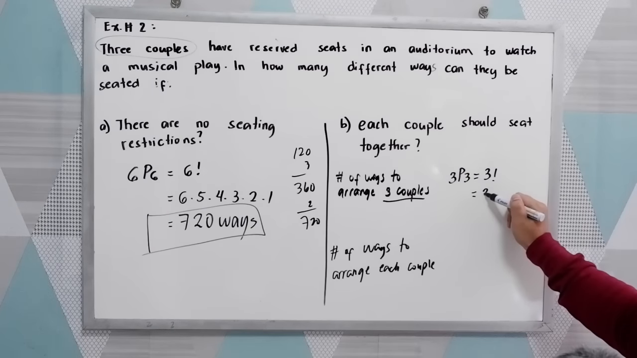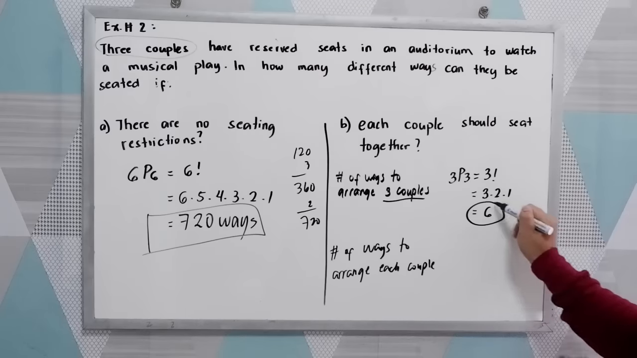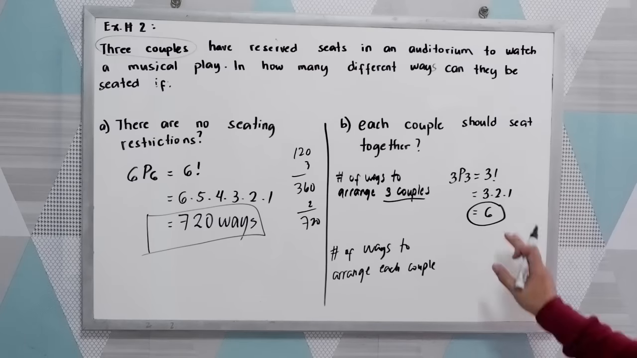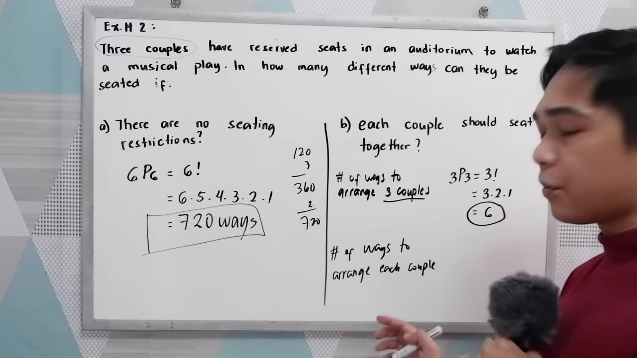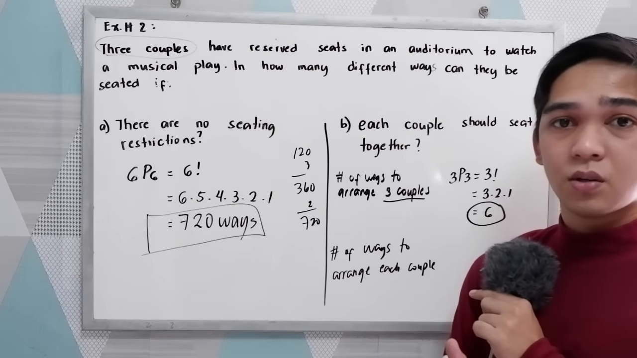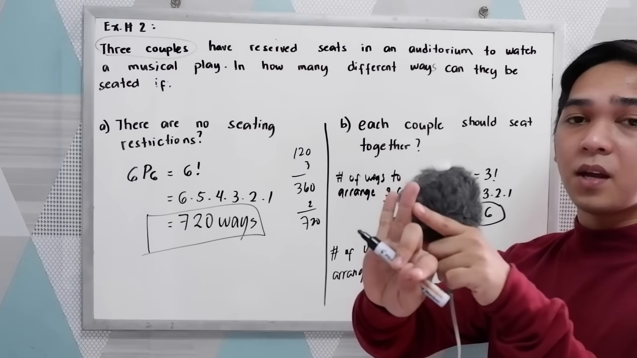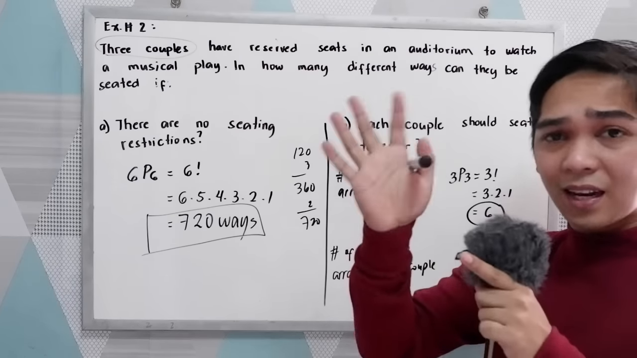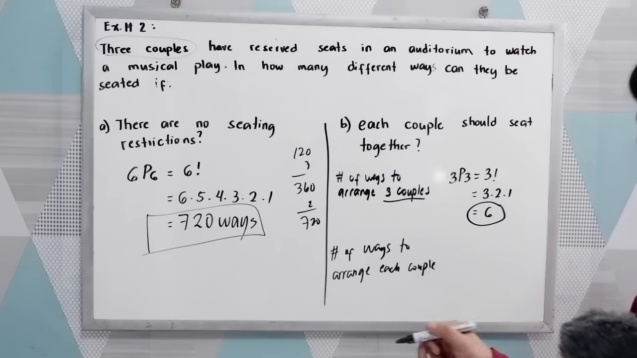And 3 factorial is 3 times 2 times 1, that is equal to 6. This is the number of ways to arrange the three couples. Now, each couple can be interchanged. So the first couple can be male and female, or female and male. So I can interchange them. That's why we have here the number of ways to arrange each couple.